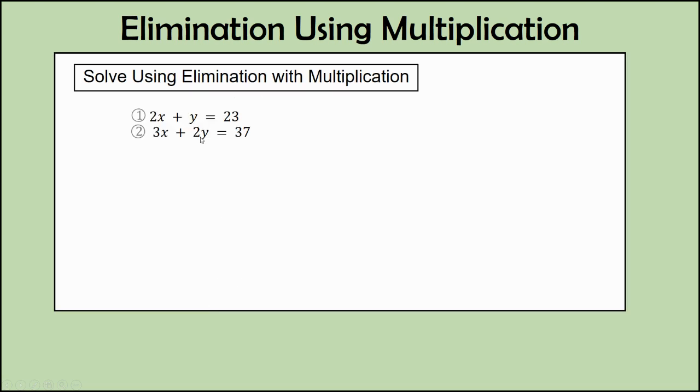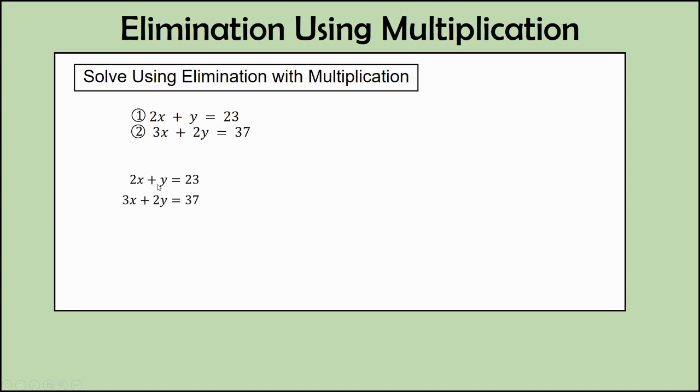Okay, so this is kind of the next step in this process. So here we go, equation 1, equation 2. All right, so in equation 1, I got 2x, 3x. Those aren't the same, nor are they opposites of each other. I got 1y and 2y. They're not the same or opposites. Okay, so I got to do something here to create opposites.